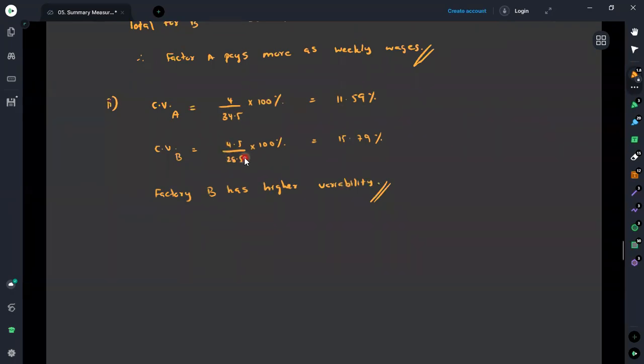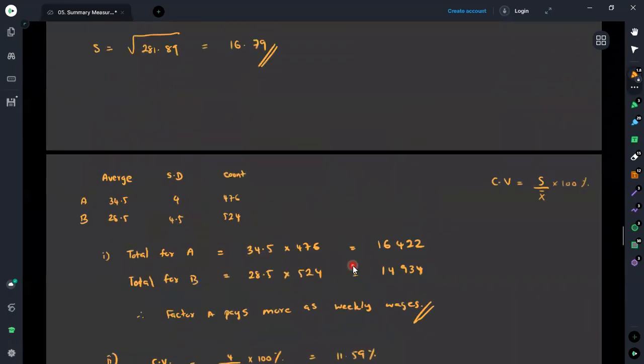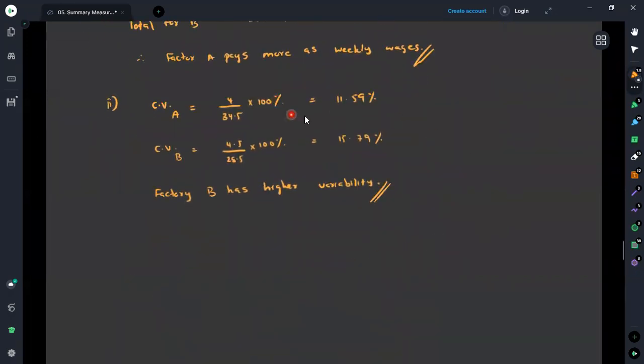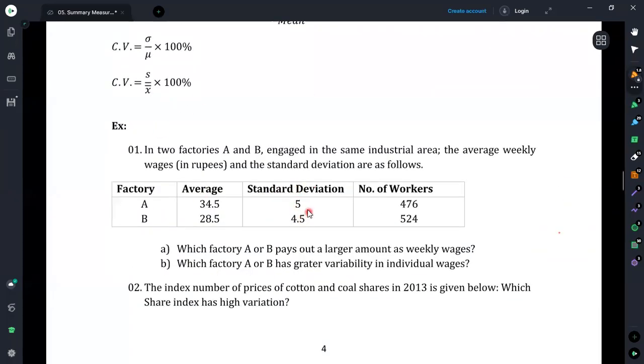Therefore, to compare two separate data sets, the factory A and factory B, we can use the coefficient of variation on that matter. Sometimes some may argue, why can we not use the standard deviation? If we are using a particular data set, we can use the standard deviation or the variance to measure the variability of that data set.